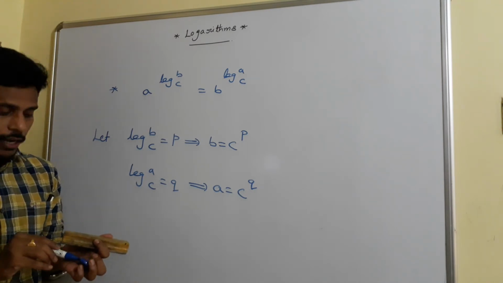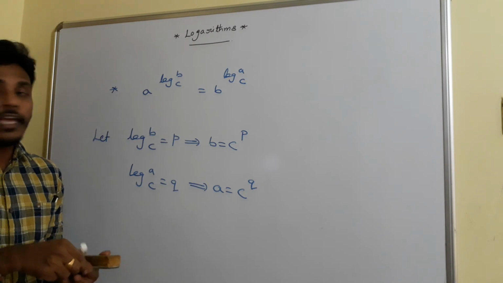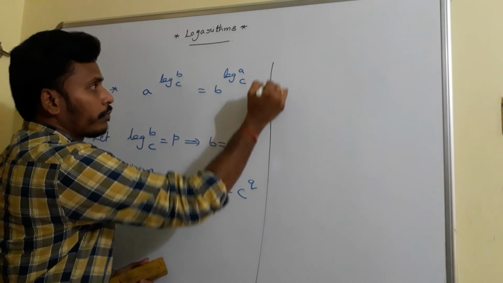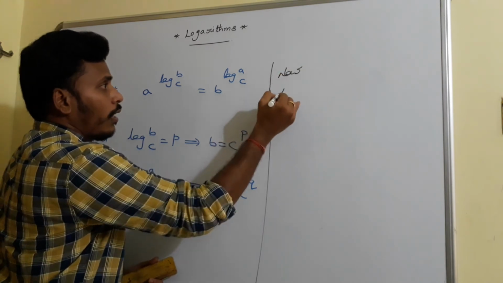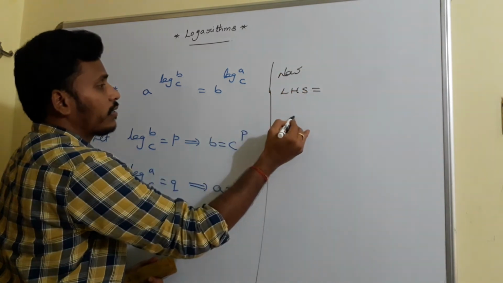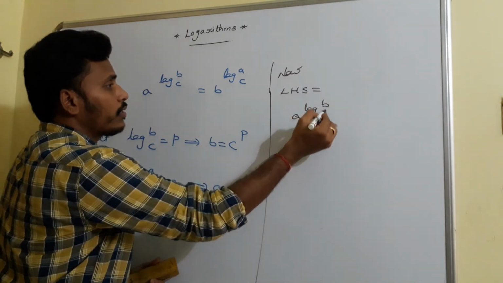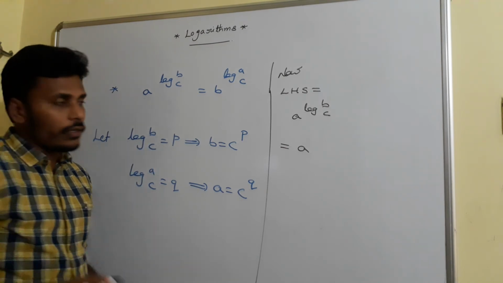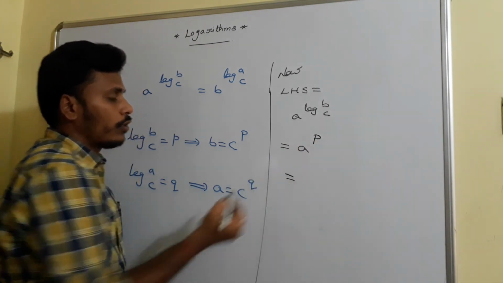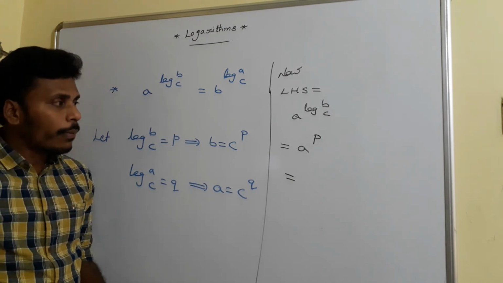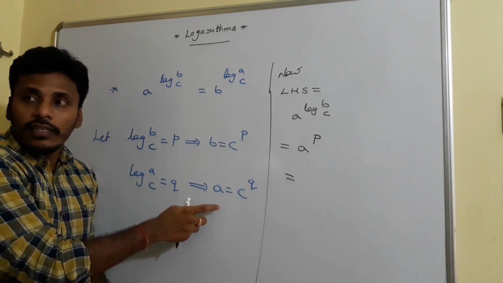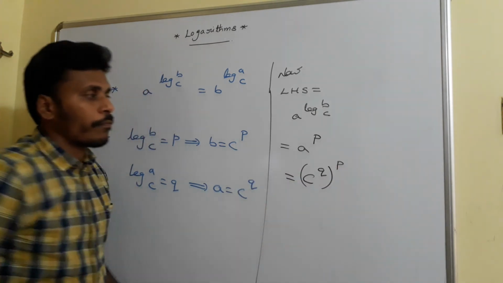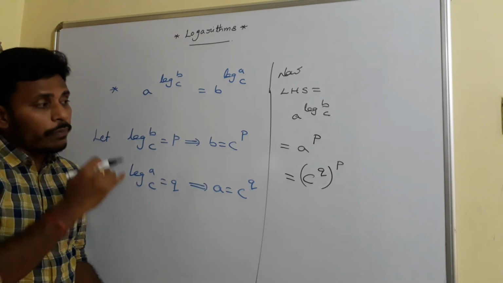Now I need to prove that law. So what is that law? A power log B base C. Okay, you just start with the left side. Left hand side. What is the left hand side? A power log B base C. And that is equal to A power, what is log B base C? We are letting it as P. So A power P, right? But what is A actually? From this second relation, A is equal to C power Q. You just write it like C power Q power P. A is C power Q. Now C power Q power P.